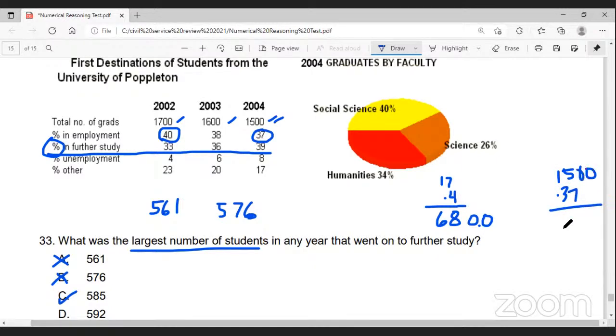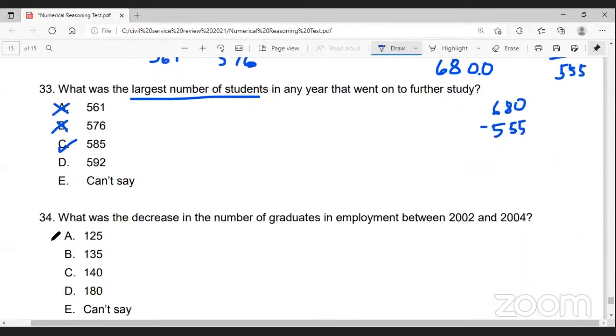555. So get the difference: 680 and 555. 125. Okay, 125. Okay, thanks, Mark. Okay, so I gave you also a sample item on interpreting the given table.